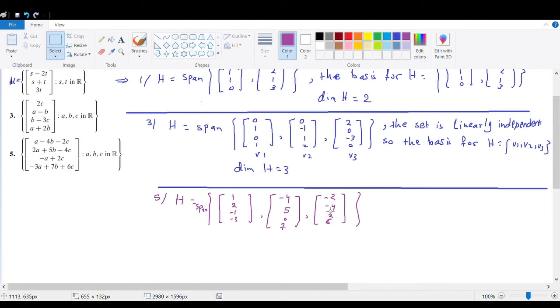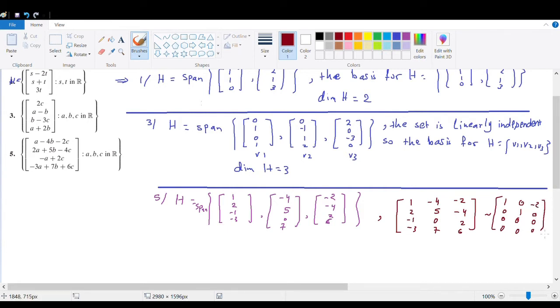So we do row operations for the matrix. The matrix is 1, 2, minus 1, minus 3, minus 4, 5, 0, 7, minus 2, minus 4, 2, 6. After doing row operations, we get the matrix 1, 0, 0, 0, then 0, 1, 0, 0, then minus 2, 0, 0, 0. We see here we have only 2 pivot columns.